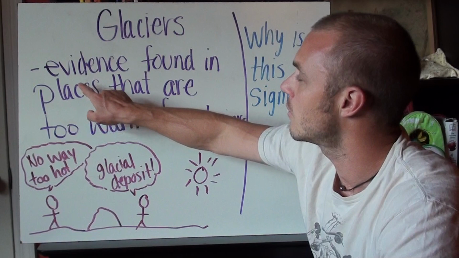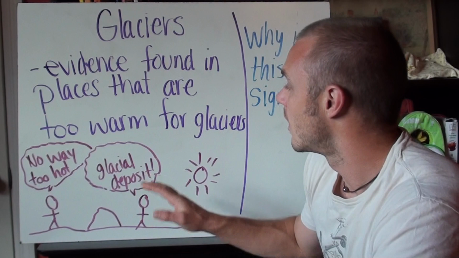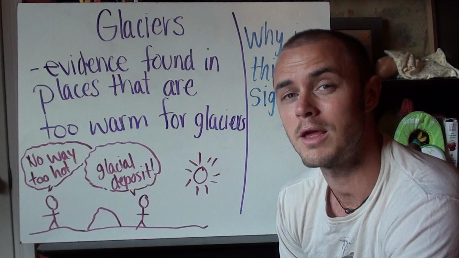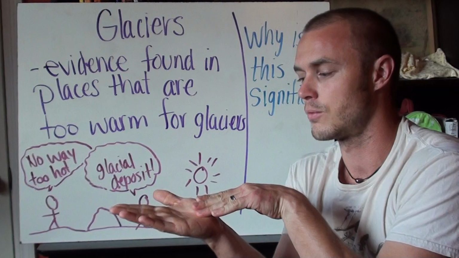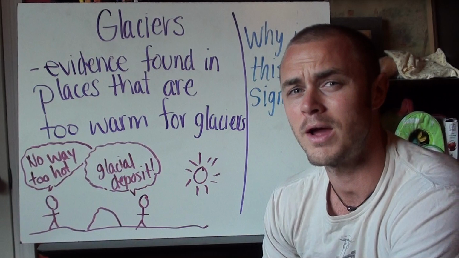And so what scientists found was evidence found in places that are too warm for glaciers. Parts of Africa, South America, India. These places are really warm now. However, they were finding glacial deposits and they were finding glacial markings on rocks. When a glacier slides over a rock, it just rubs it almost to like a mirror finish. It's very, very smooth. And so they were finding these glacial deposits and they knew they were glacial. It was evidence of a glacier. However, the area they were finding them in was way too hot.